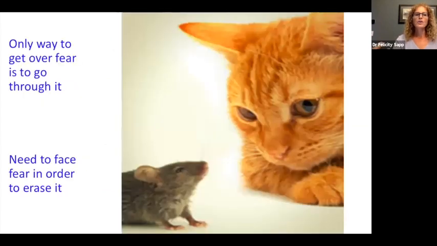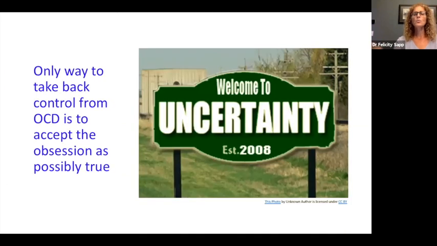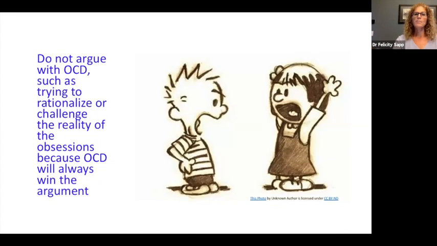So we know that the only way to get over this fear is to go through it. We can't go around it. We need to face it in order to erase it. We have to have them welcome uncertainty, because the only way to take back control from OCD is to accept the possibility that what you're afraid of is possibly true. And we want parents to particularly understand that we can't argue or try to talk the child out of the fear and challenge the reality, because all that's going to happen is OCD is going to bring back the doubt and the feelings of guilt, and then it will win that argument.